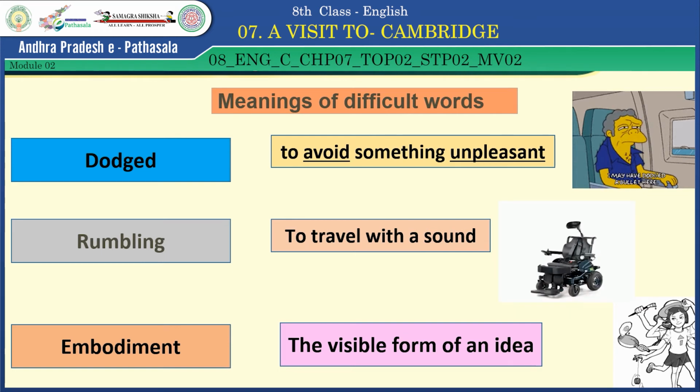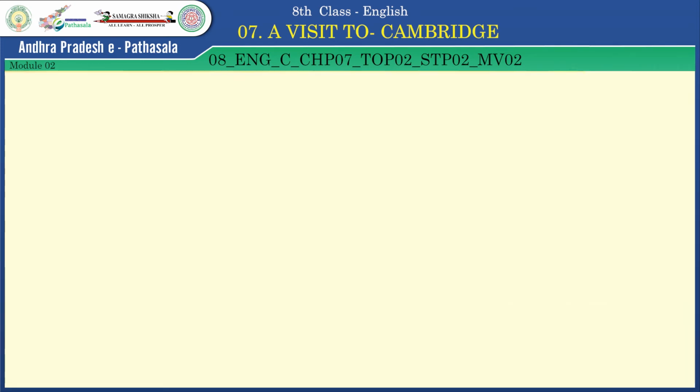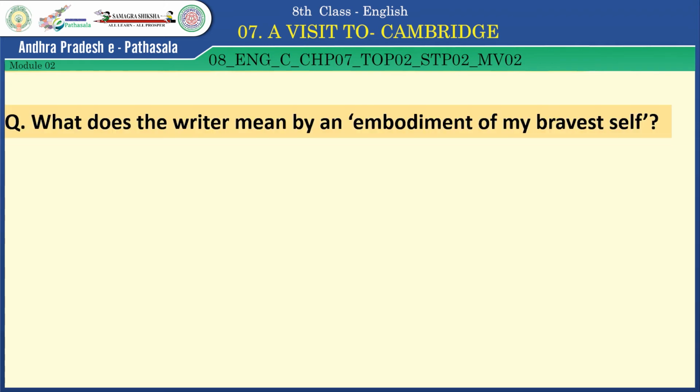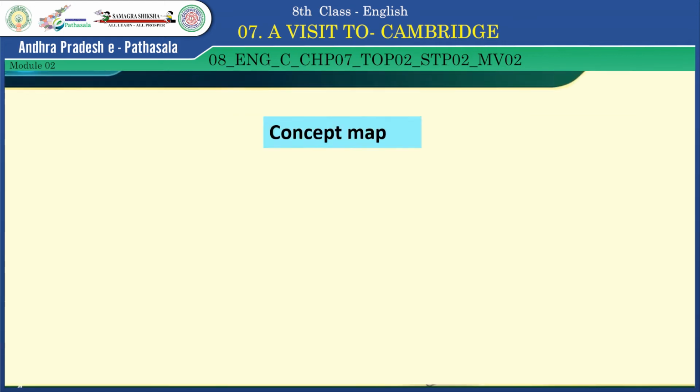Children, we'll see this question and check how far we have understood. What does the writer mean by an embodiment of my bravest self? The writer felt Stephen Hawking is a living example of his thought. Well done! Children, we'll see the entire concept in a nutshell. The concept map of the text.